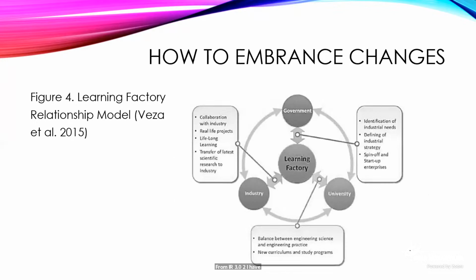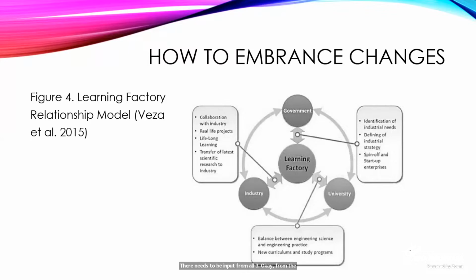Okay, so after we know these two main challenges, the question is how are we going to embrace these changes? This is a figure that is obtained from Veza et al. 2015. You can see from this figure, we have three elements here: government, industry, and university. The previous two problems cannot be solved alone. For example, when we talk about upgrading existing syllabus in universities, the university alone cannot solve this. If we want to upgrade funding for SMEs, the government alone cannot solve this. There needs to be input from all three, okay, from the government, university, and industry.